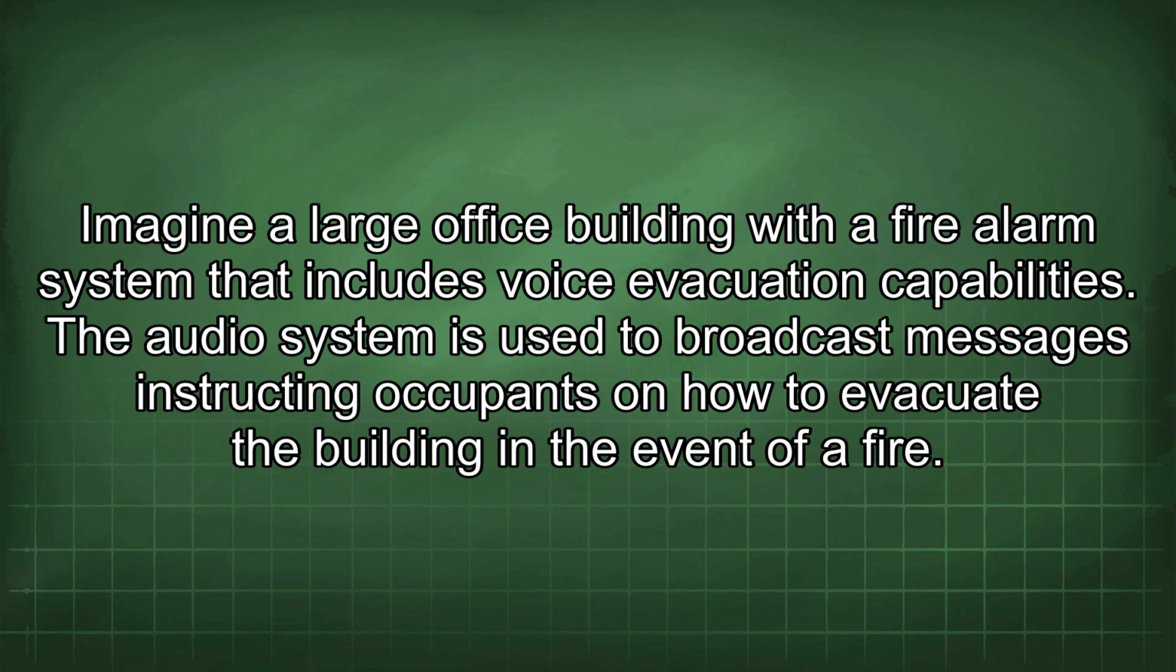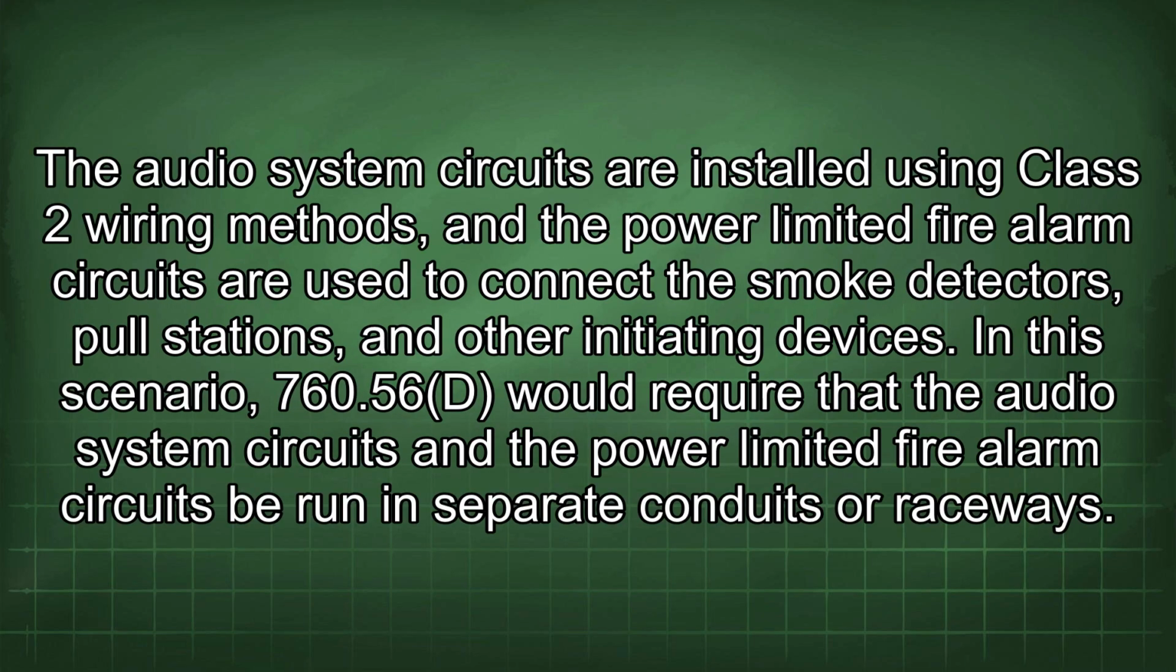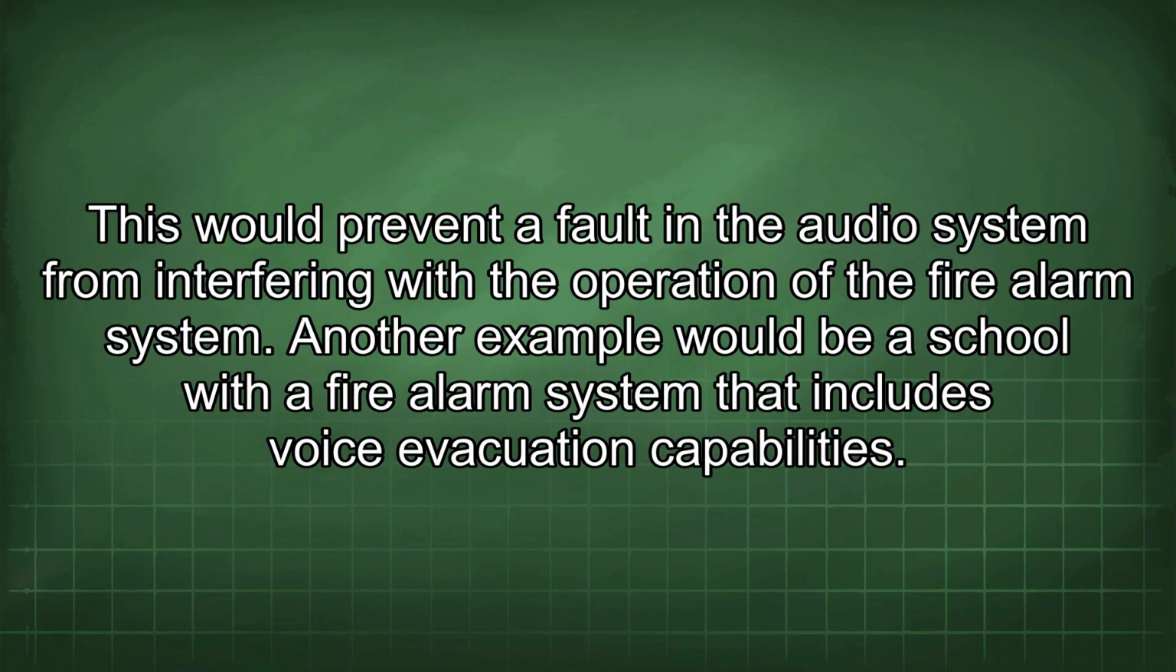Imagine a large office building with a fire alarm system that includes voice evacuation capabilities. The audio system is used to broadcast messages instructing occupants on how to evacuate the building in the event of a fire. The audio system circuits are installed using Class 2 wiring methods, and the power-limited fire alarm circuits are used to connect the smoke detectors, pull stations, and other initiating devices. In this scenario, 760.56(D) would require that the audio system circuits and the power-limited fire alarm circuits be run in separate conduits or raceways. This would prevent a fault in the audio system from interfering with the operation of the fire alarm system.